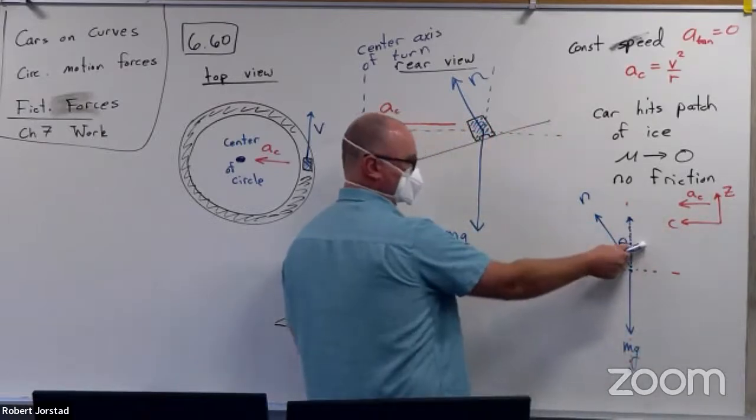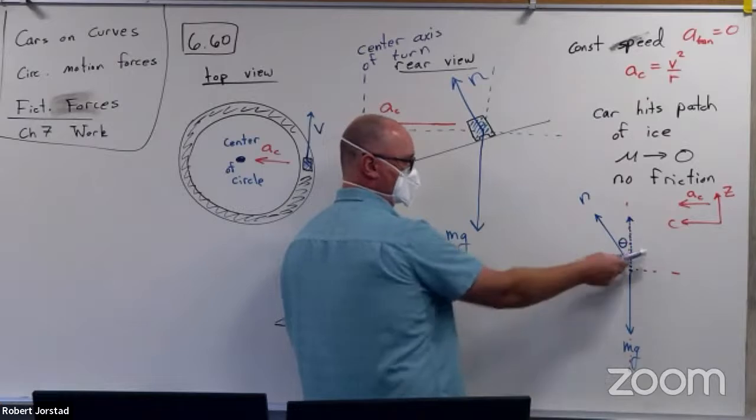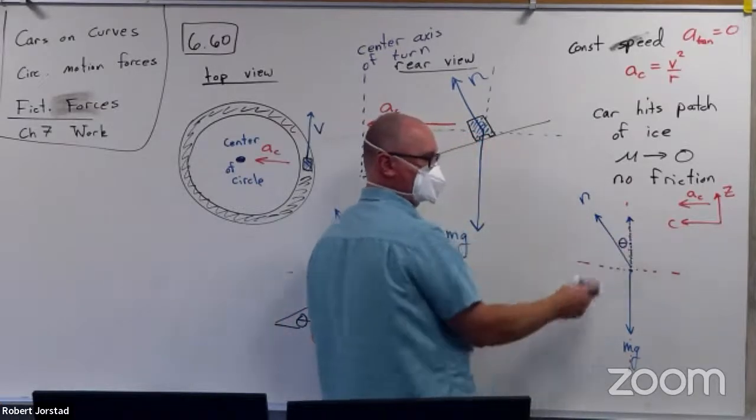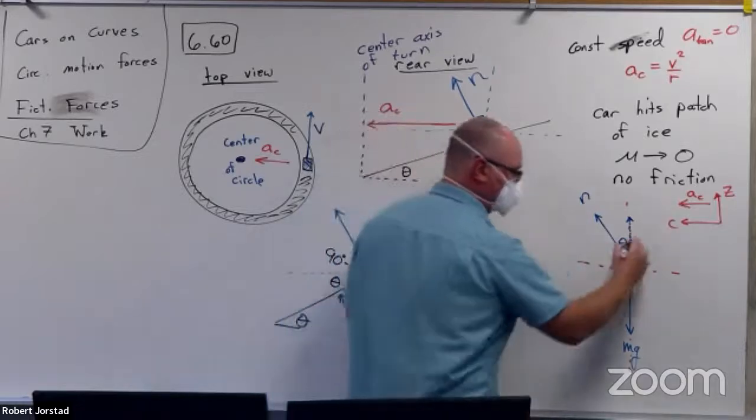What's this component right here? What is it? 90 minus. No, this force component, sorry. This N cosine.